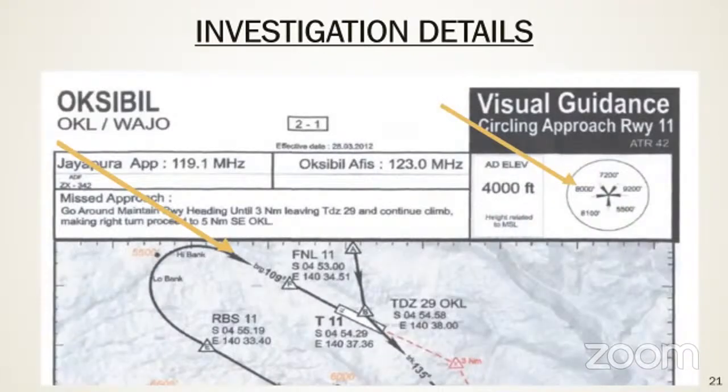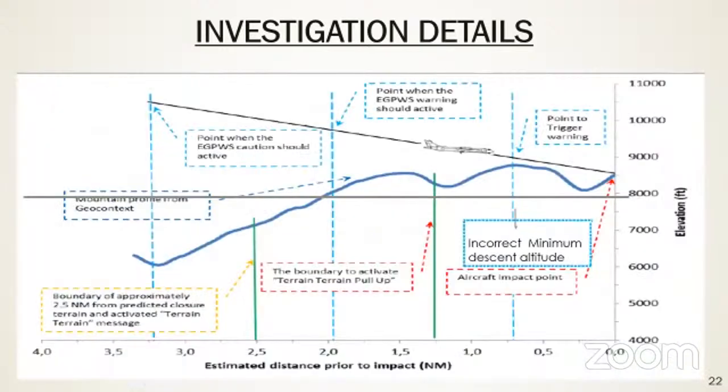What you are seeing is an approach chart. You can see the incorrect minimum descent altitude of 8,000 feet mentioned in the approach, while the height at which the flight crashed was 8,300 feet. Next slide, sir. Here is the sectional view of the flight path along with several key points of GPWS warning. As you can see, the gray line was the incorrect minimum safe descent altitude, and the height of the mountain was way above it, which was a major factor in causing the crash. Next slide, sir.